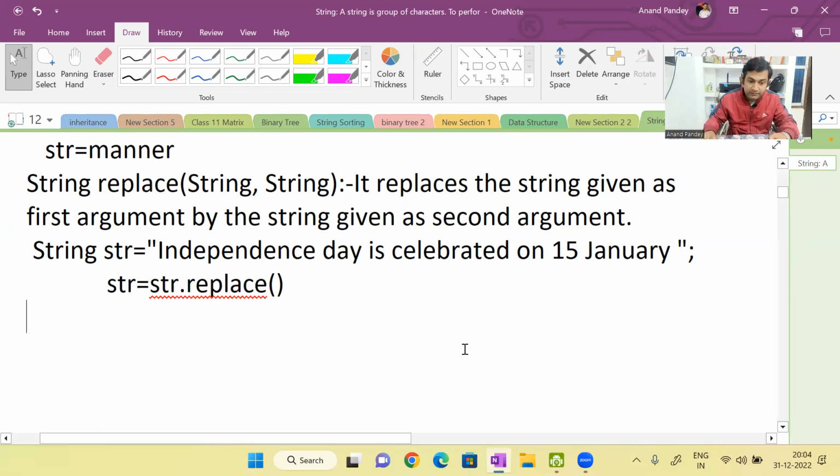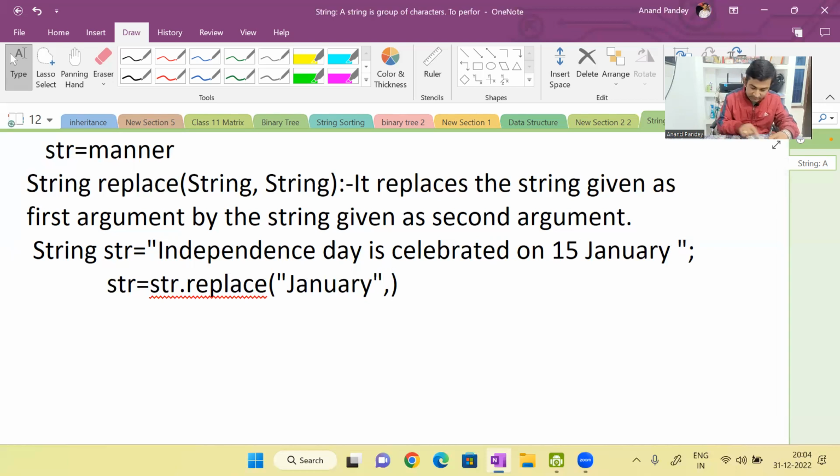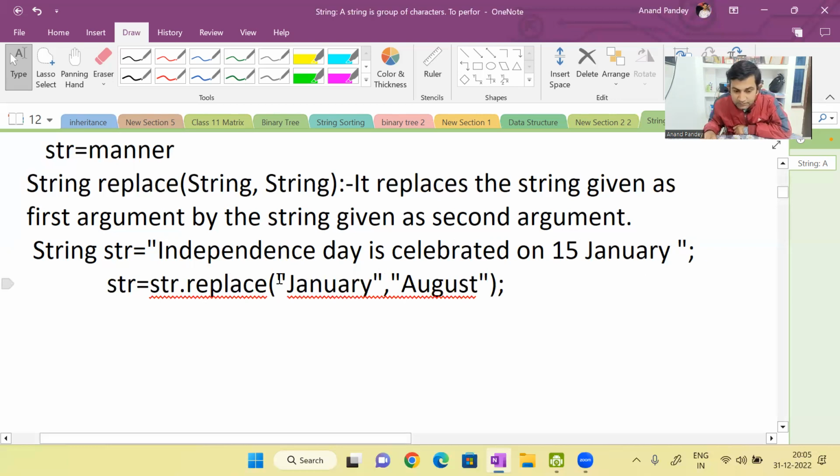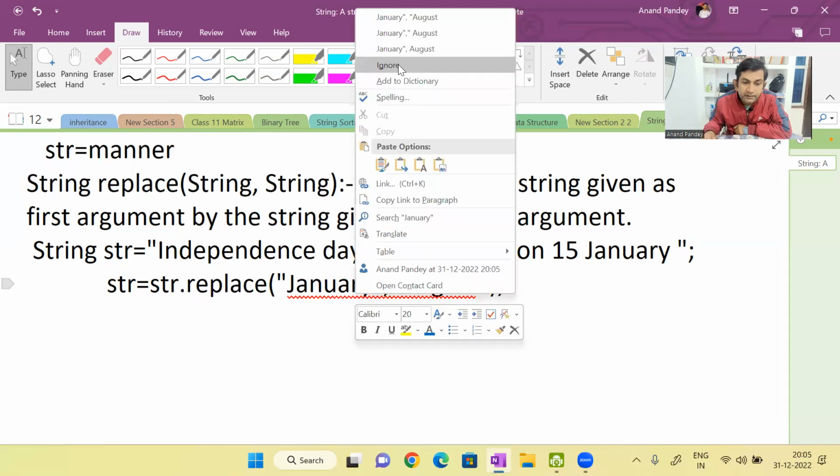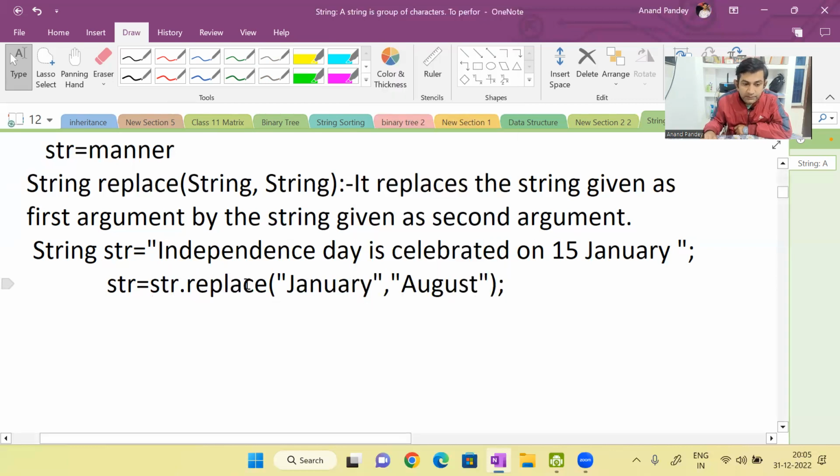What we want is to replace January with August. So January will be replaced by August. Okay, please remember this: all the occurrences of January, since here it is only once, but if there are more than one, all the occurrences of January will be replaced by August. This function will replace this January by August.